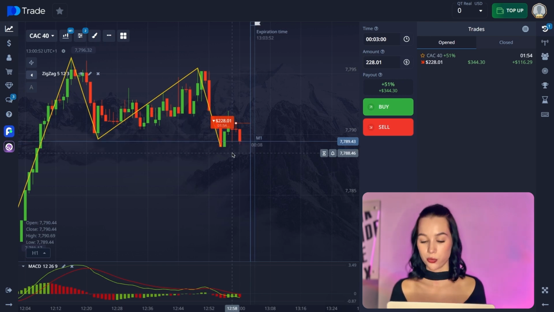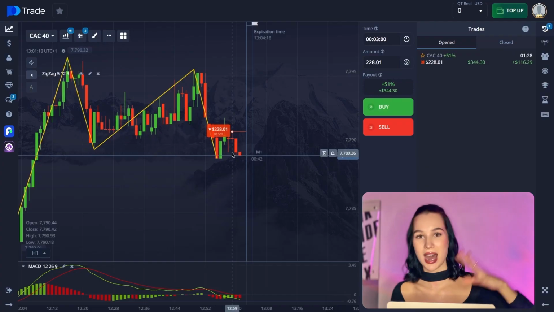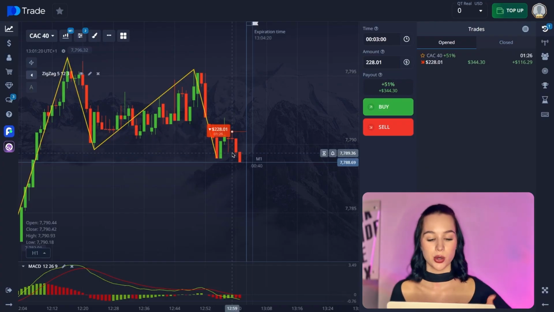Also, it's pretty good for trend following strategies. So indices tend to move in long, clean trends. So it's great for riding the momentum. And it's also good if you trade with a longer expiration time, so you don't catch all of these fluctuations and correction candles and everything.